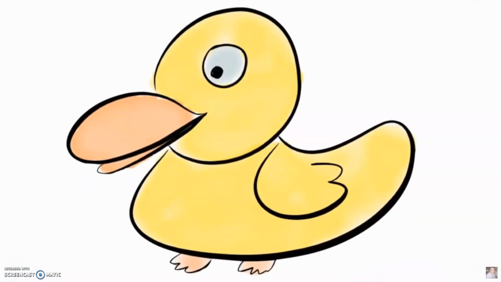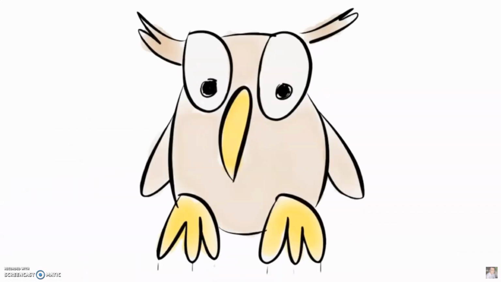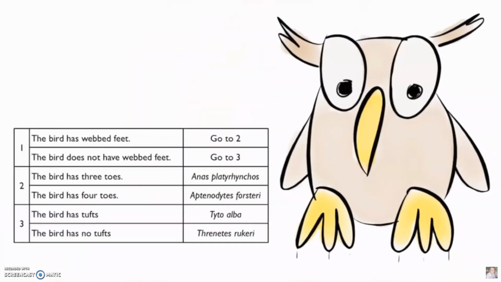Using the same chart, we can figure out the scientific name of the duck. Starting at number 1, we see our bird has webbed feet, so we'll go to step 2. We have to count the toes. The duck has 3. We just figured out the scientific name again. Lastly, an owl. Always start at number 1 on the dichotomous key and look at the features of the organism you're trying to identify. Our bird has tufts. This is its dichotomous key's scientific name.